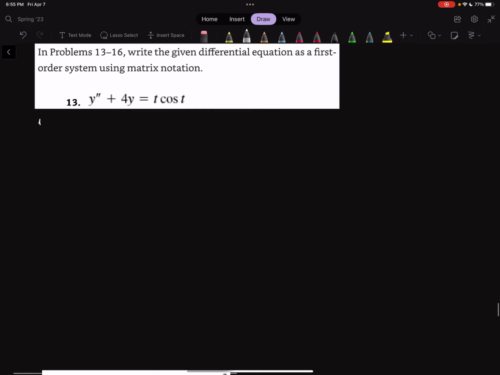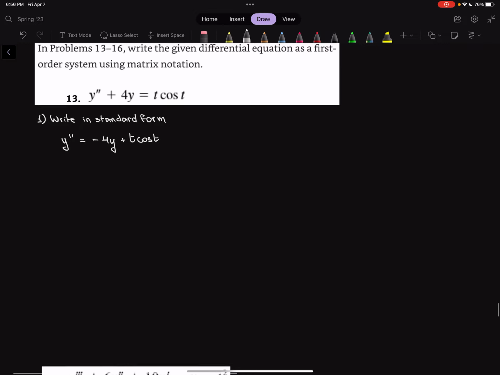So first thing, write in standard form. So how would we do that? Well, that would just require us to take this differential equation and write negative 4y plus t times the cosine of t. I just subtracted negative 4y from both sides.